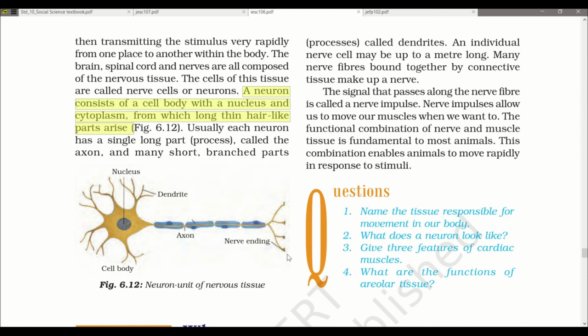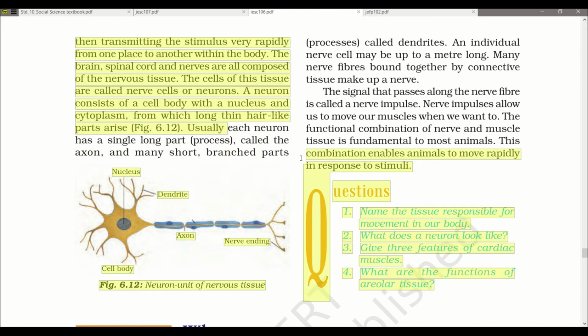So here in the diagram you can see the neuron, the unit of a nervous system. The first part is the cell body. It contains a nucleus and the cytoplasm around it, and thread-like structures emerging from it called dendrites. These dendrites receive signals from the environment and pass that signal as an electrical impulse through the axon to the nerve ending, which passes it to the next neuron. Usually, each neuron has a single long part called the axon and many short branched parts called dendrites.